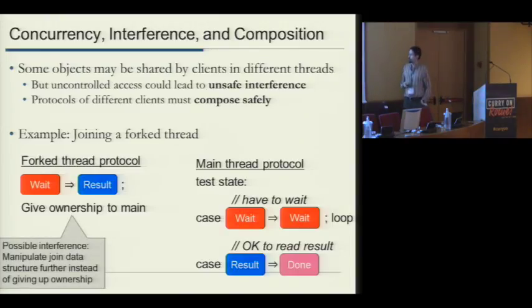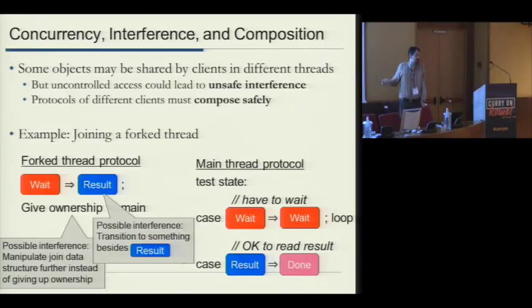Okay, so this is a fairly simple protocol, but you can imagine there are a number of ways to go wrong. Here are three possible ways. We could manipulate, in the forked thread, the join data structure further after making this transition instead of giving up ownership. That would then cause a problem where we might be writing to this as the main thread is reading from the result.